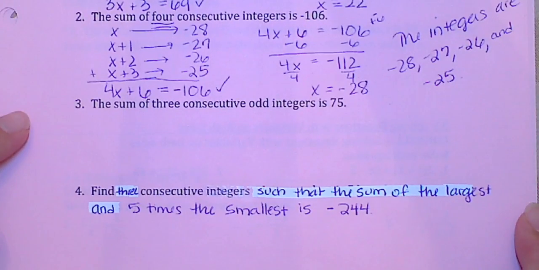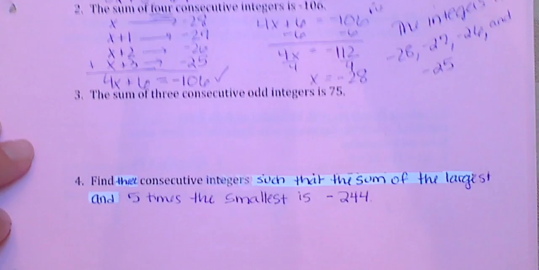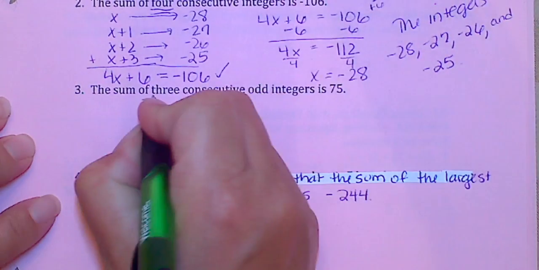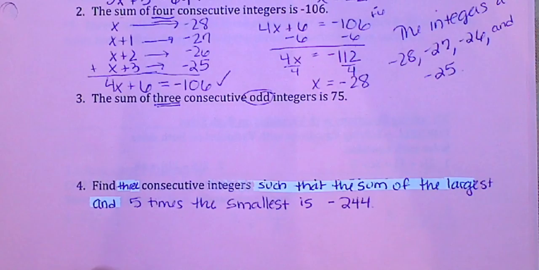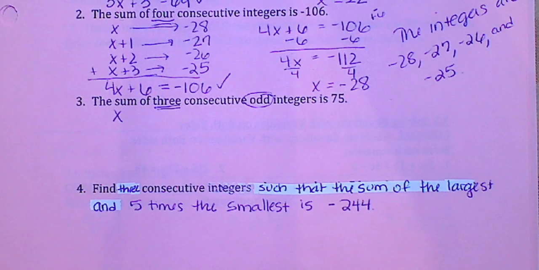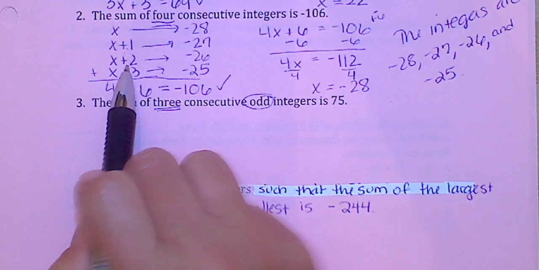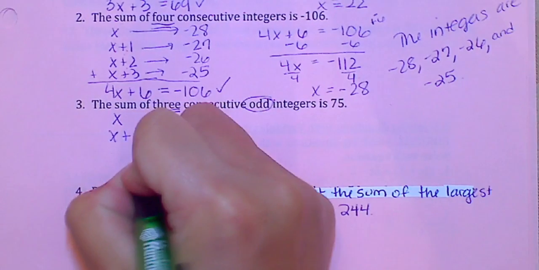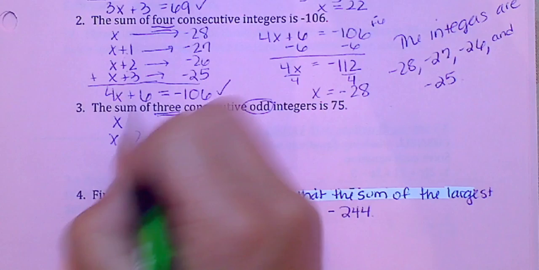All right, the next one: the sum of 3 consecutive odd integers is 75. So this time we're talking about 3, but we're talking about odd integers. So we still begin with 1. The first one's always x. But since it's odd integers, we're going to skip the x plus 1, which will bring us to the x plus 2. And then we're going to skip the x plus 3, which will bring us to the x plus 4.